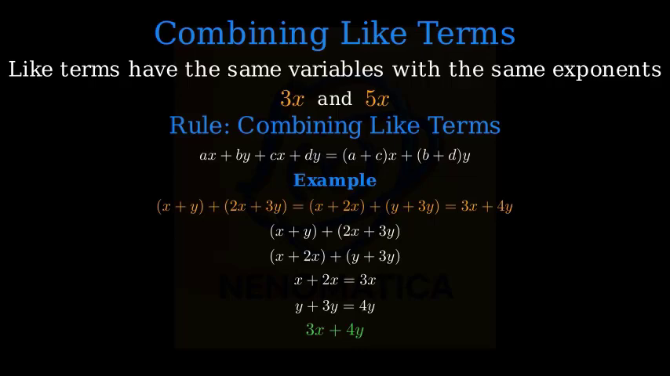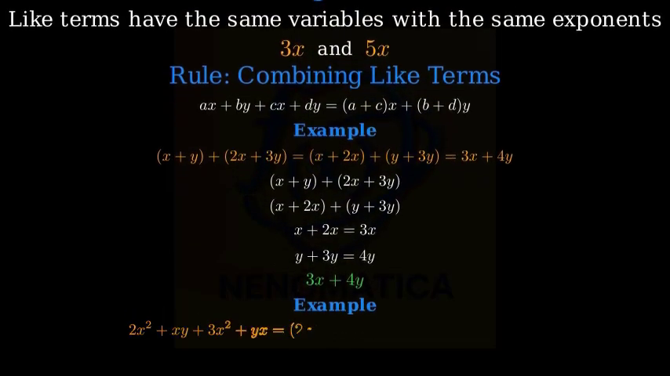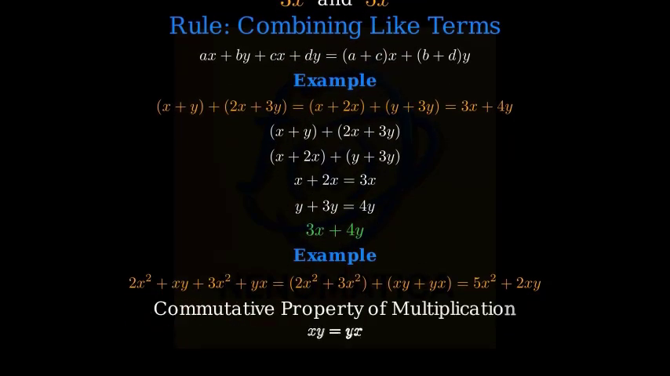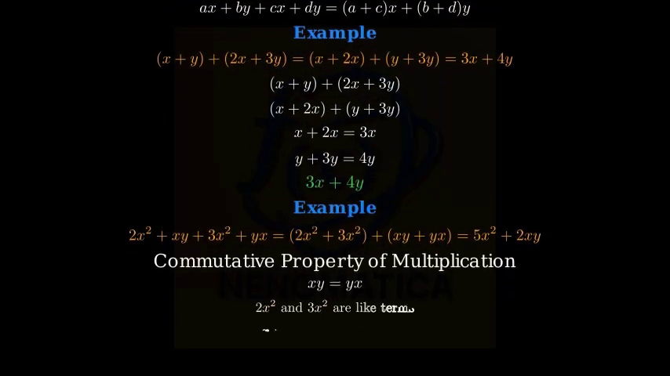Now, let's look at another example that involves squared terms. We have the expression 2x squared plus xy plus 3x squared plus yx. Notice that yx is the same as xy since multiplication is commutative. So we have like terms xy and yx. We also have like terms 2x squared and 3x squared. Let's solve this step by step.